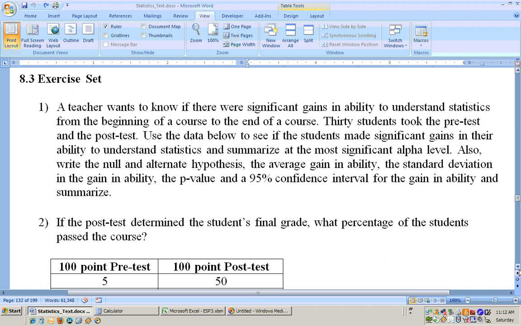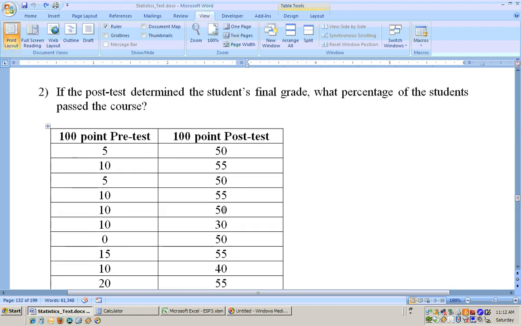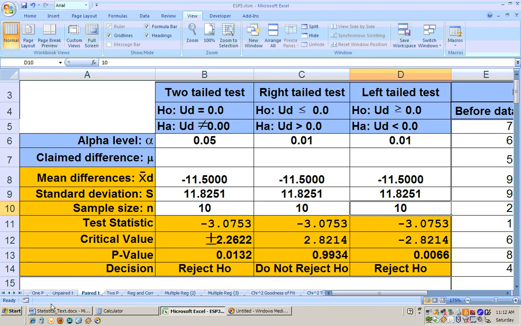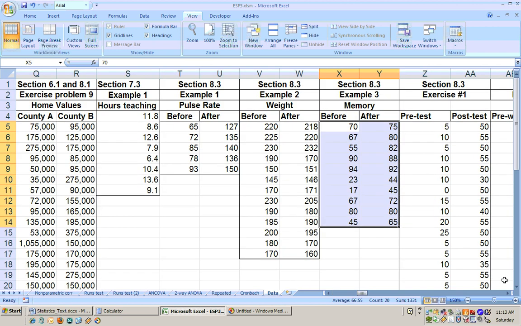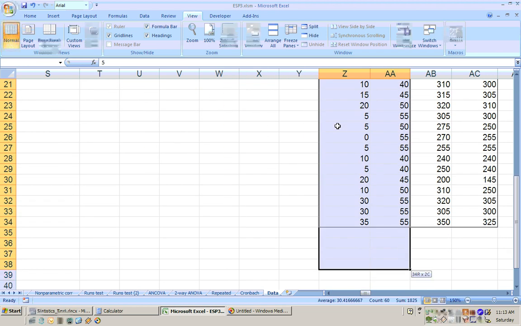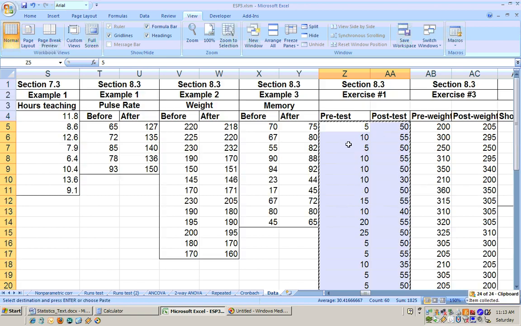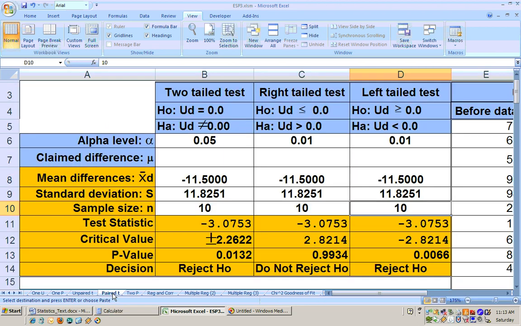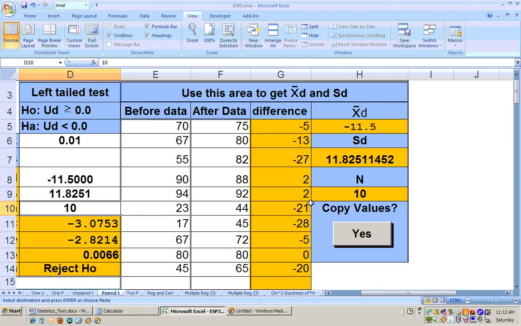Now the data is right here below problem number 2, and that's the data that you're supposed to use on this, and it's actually on your data sheet. So let's go to the last sheet, Data, and this is for exercise 1, and actually exercise 1 and 2 use this data. So let me copy this data and go to the paired t-test, and here is the paired t-test, and we want to put that data right here.